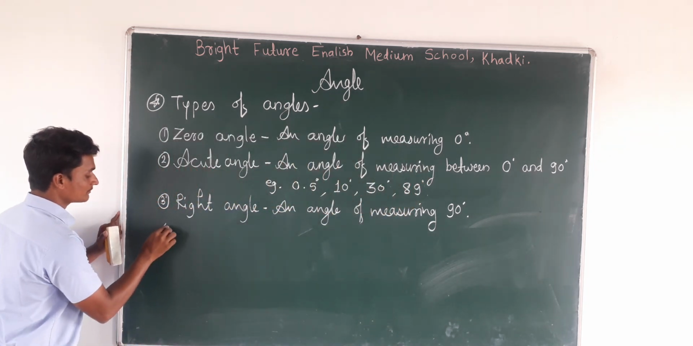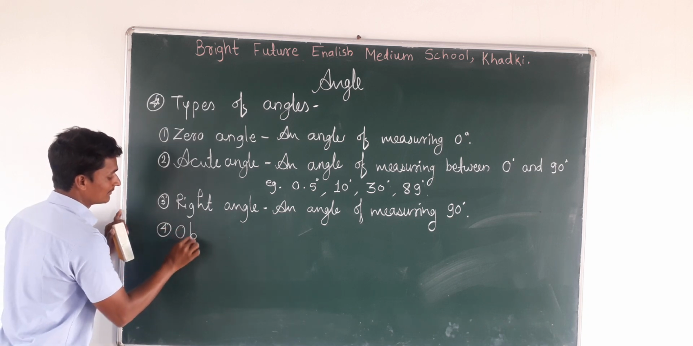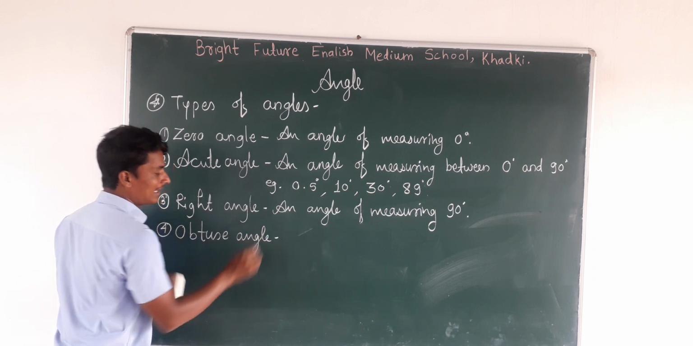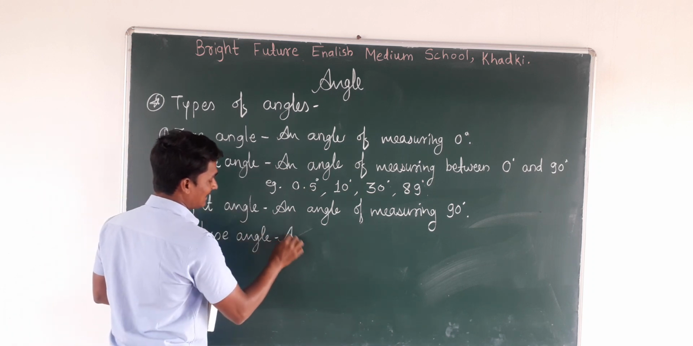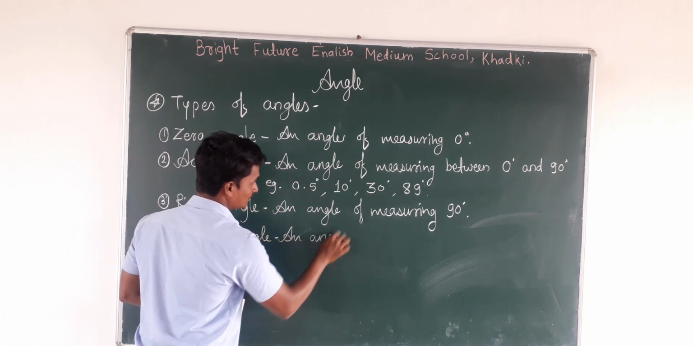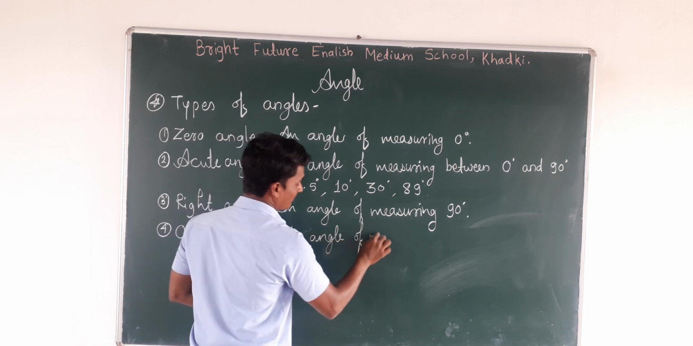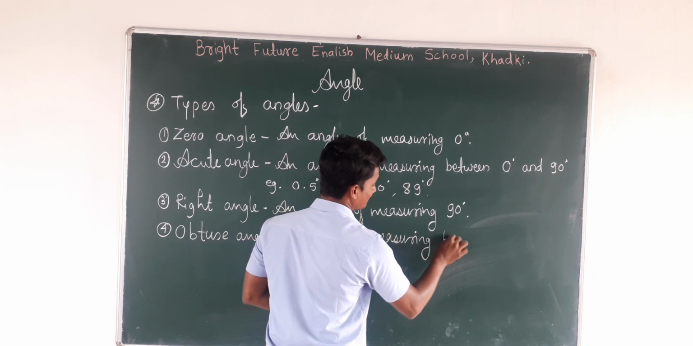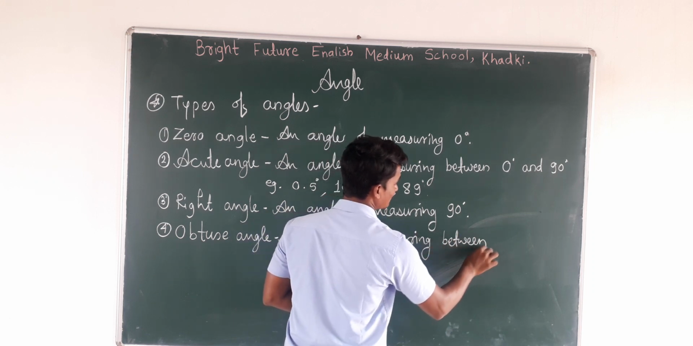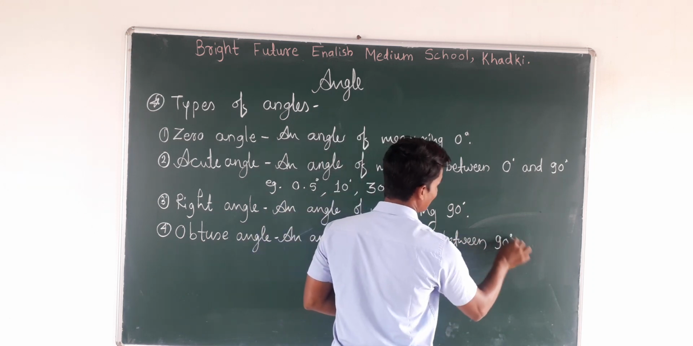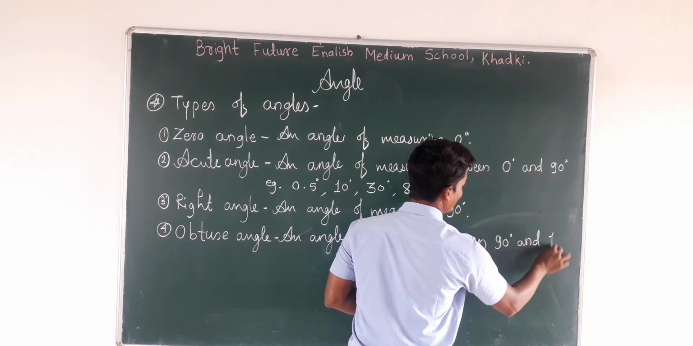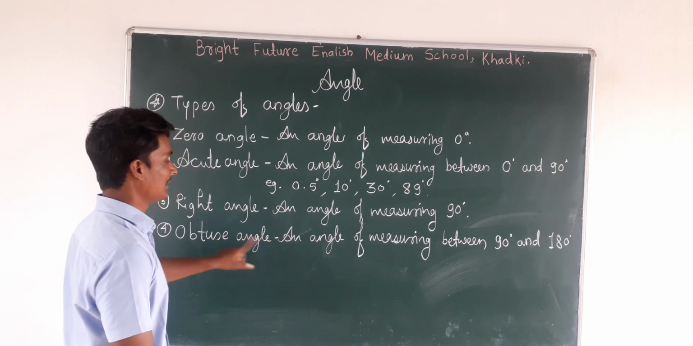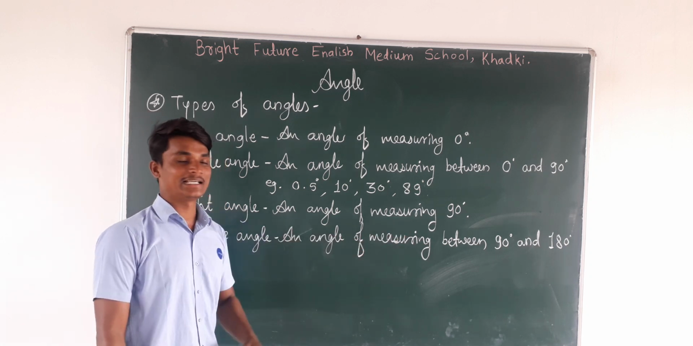The fourth type is an obtuse angle. Now, the definition of an obtuse angle is that an angle of measuring between 90 degree and 180 degree is called an obtuse angle. An angle of measuring between 90 degree and 180 degree.